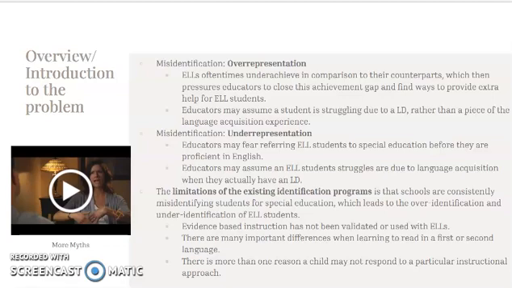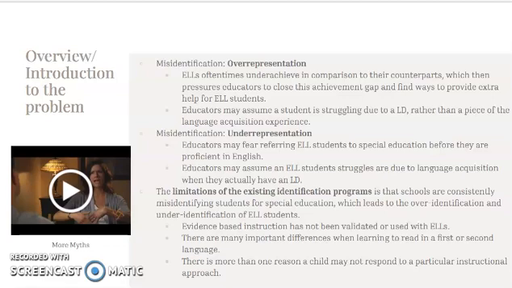For overrepresentation, ELLs oftentimes underachieve in comparison to their counterparts, which then pressures educators to close this achievement gap and find ways to provide extra help for ELL students or refer them to special ed. Educators also may assume a student is struggling due to a learning disability rather than a piece of language acquisition experience.